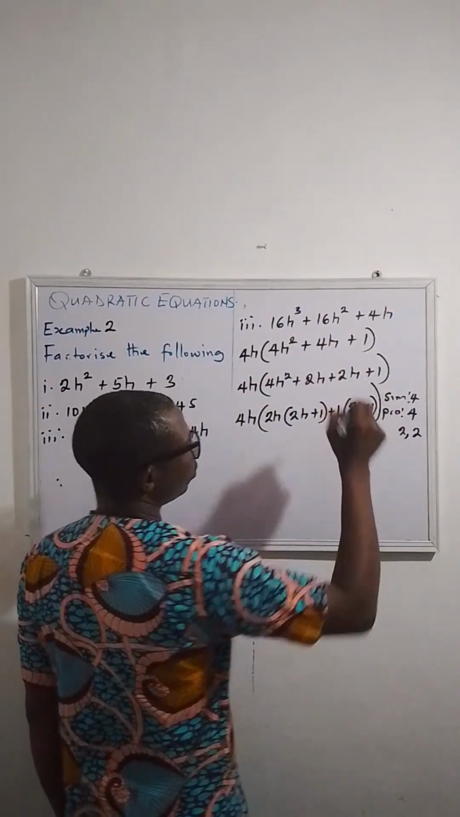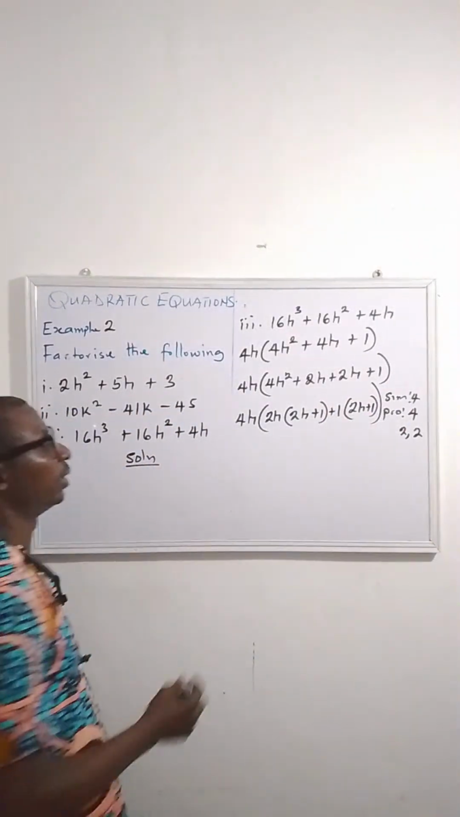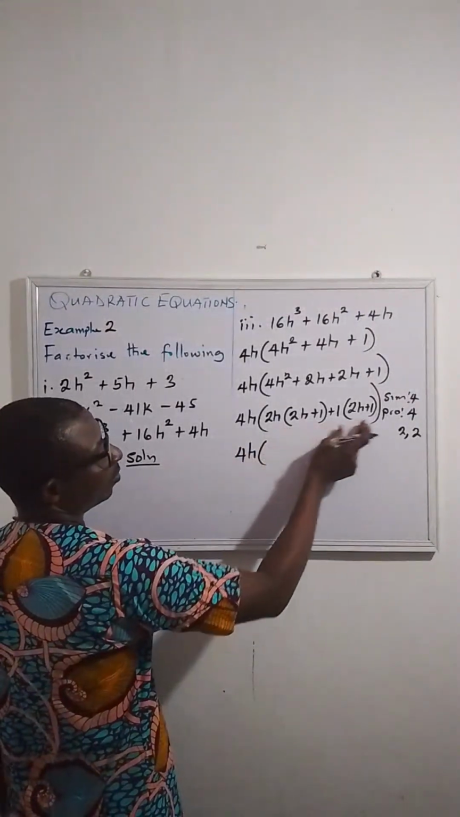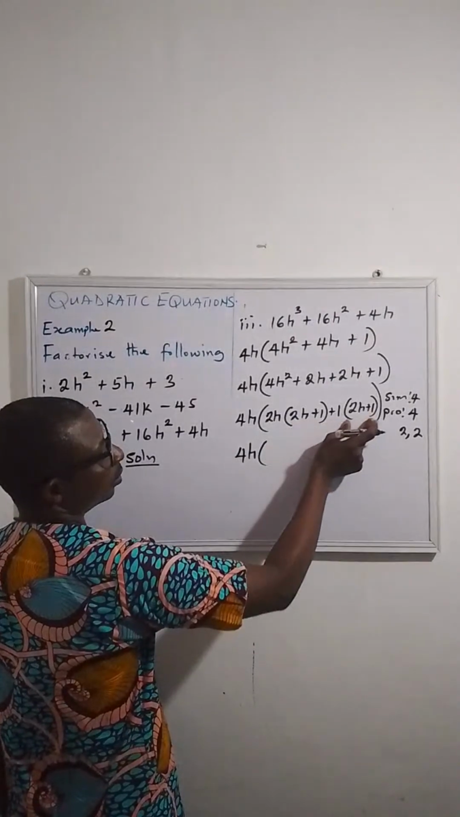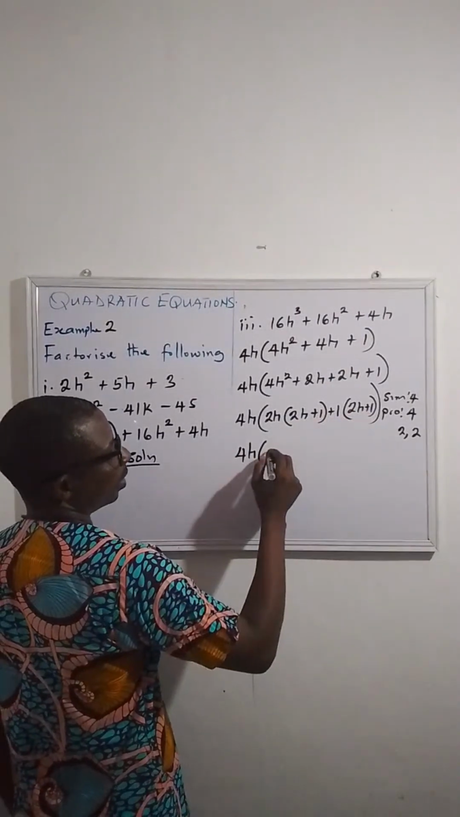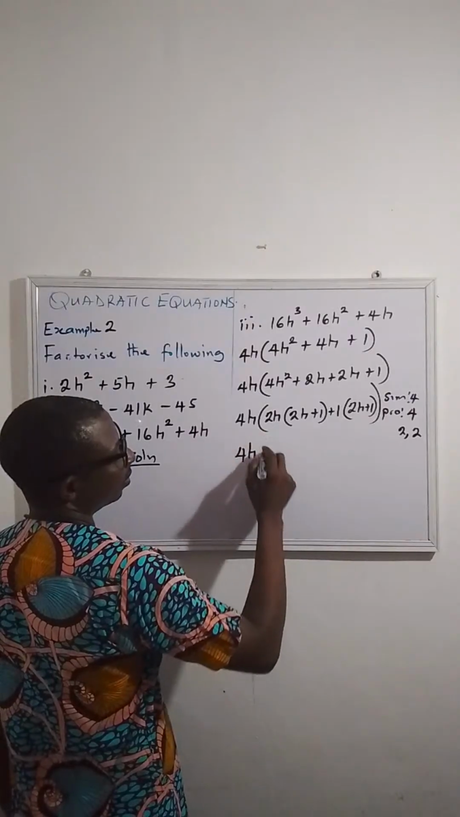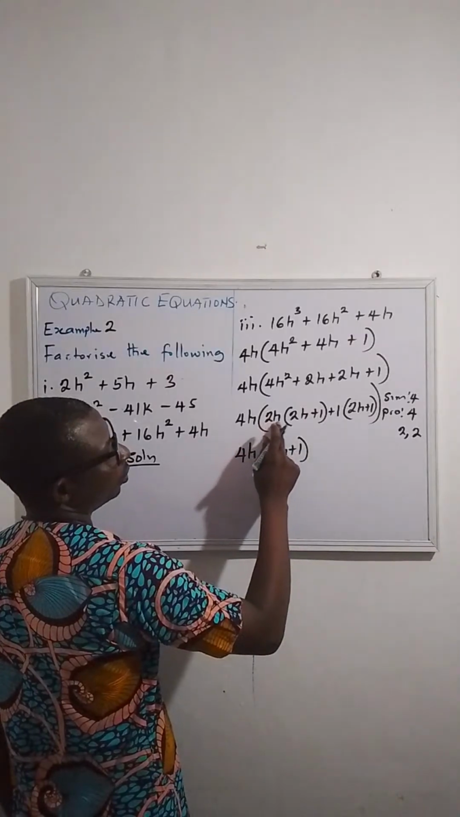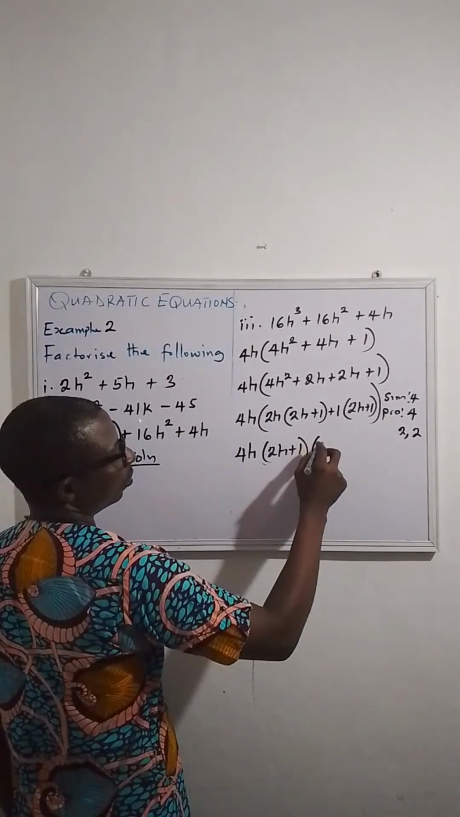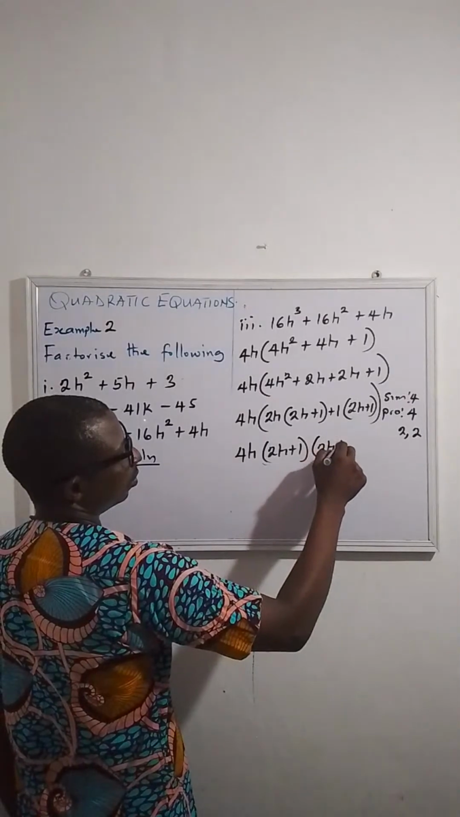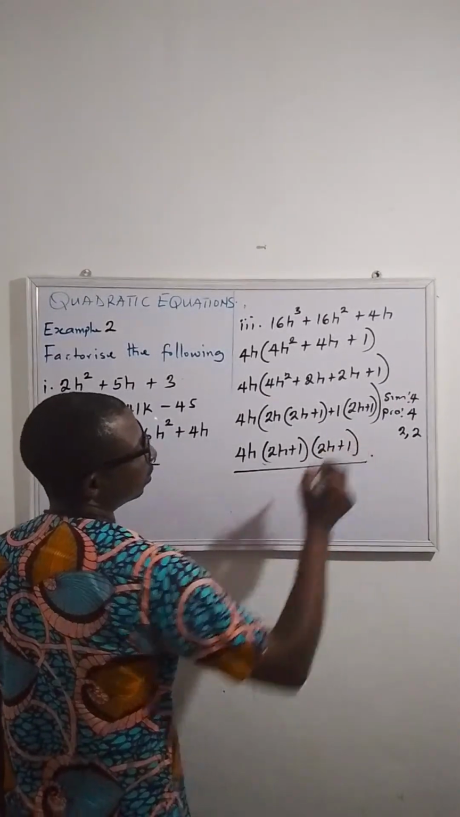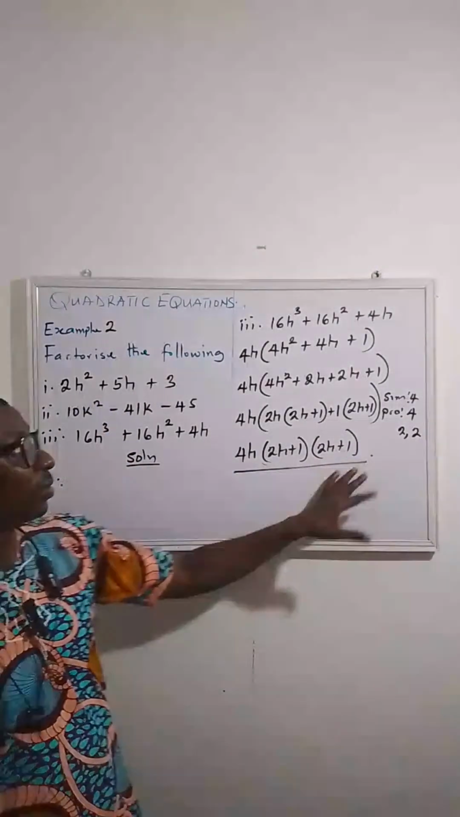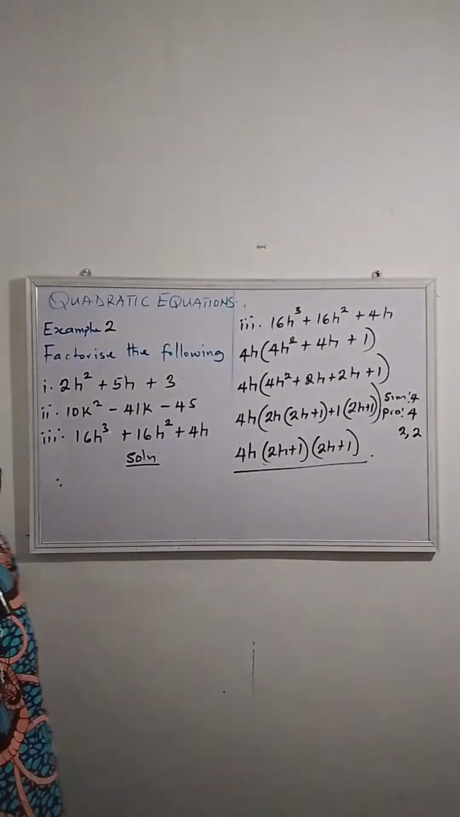So, okay, now in the brackets, the common factor here is what? 2h plus 1. Okay, so you can bring that out. So let me bring that out now. 2h plus 1. And then you are left with what? 2h plus 1. So this is the answer to the problem. Can you see that now? All right. So if you expand this, we have this one back. So you can confirm that later.